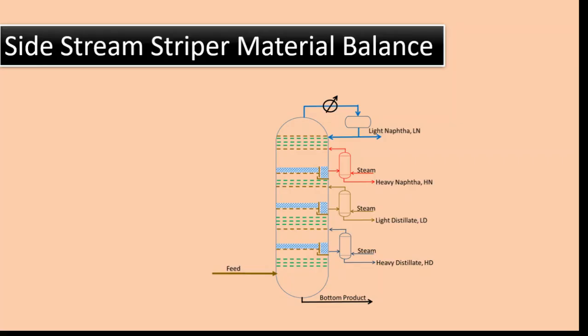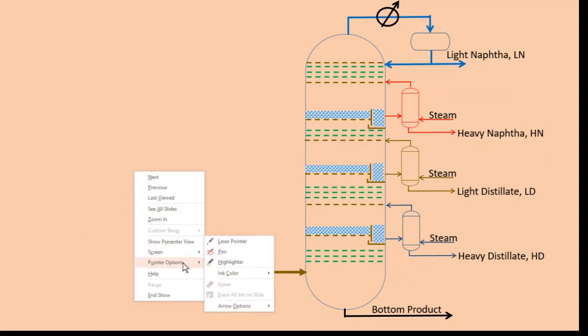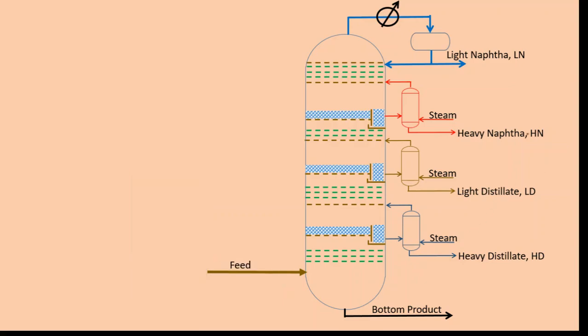Today we'll discuss the material balance around a stripper, that is, a side stream stripper in the atmospheric distillation column. So we all know about the atmospheric distillation column side products. In our example we have taken three side products: heavy naphtha, light distillate, and heavy distillate. These are the three side products, and there is one top product, that is light naphtha.